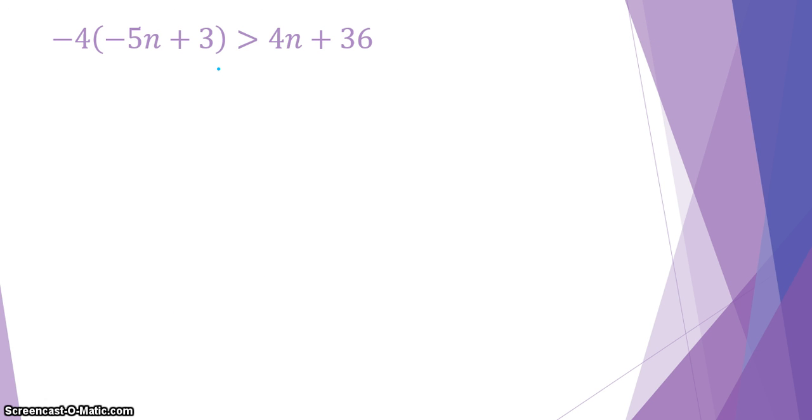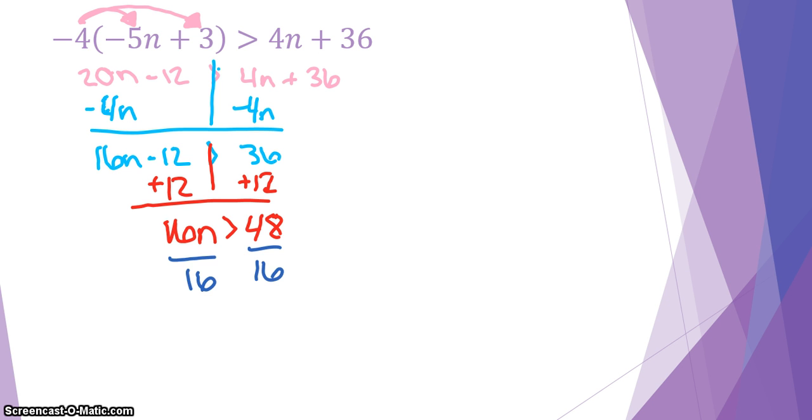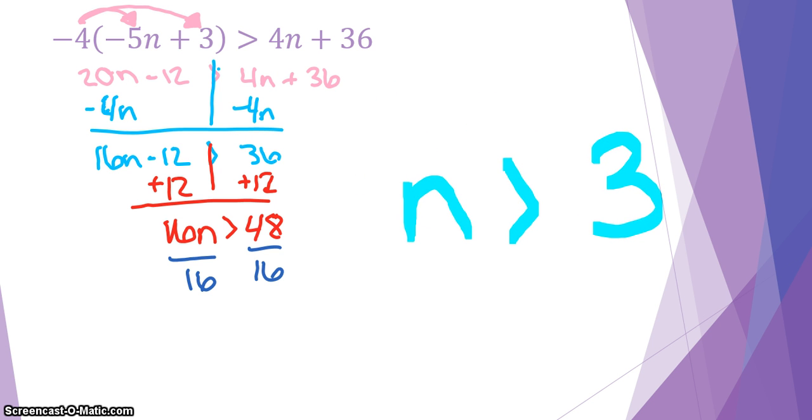To do this inequality, you need to distribute, to get 20n minus 12 is greater than 4n plus 36. Next, subtract 4n on both sides to get 16n minus 12 is greater than 36. Add 12 on both sides to get 16n is greater than 48. Then divide by 16 to get n is greater than 3.